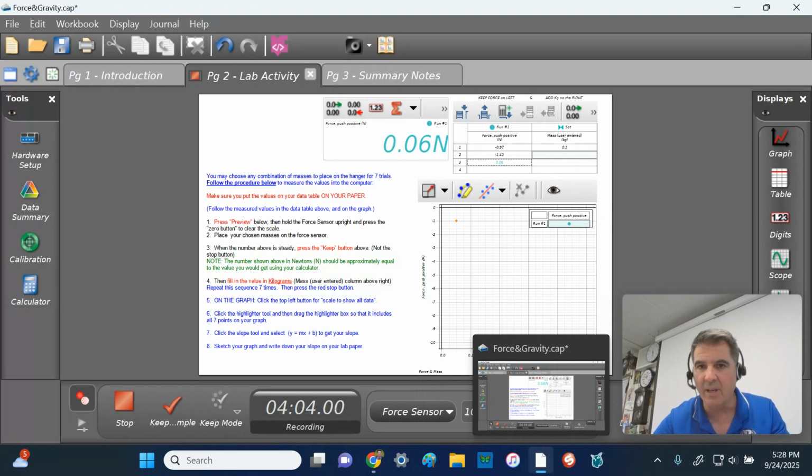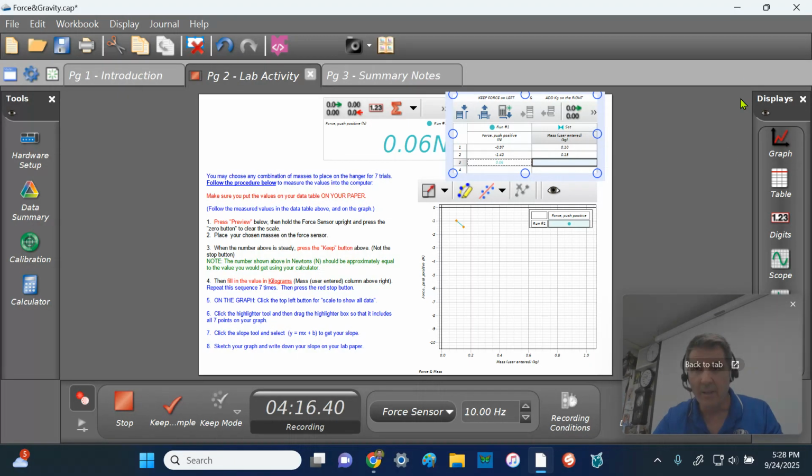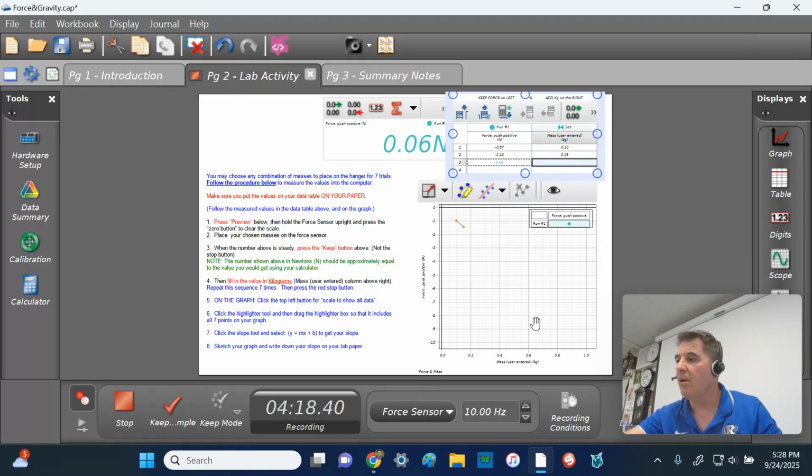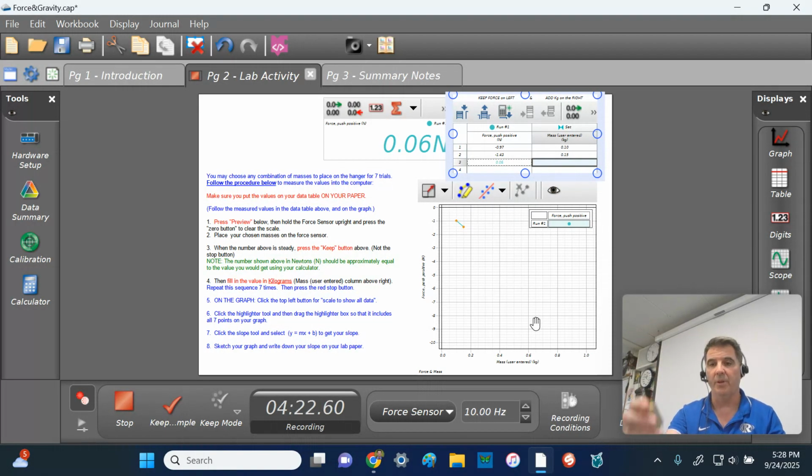0.15. Hopefully it's there. It's not there. I got to click in there. 0.15. Enter, and it gives me a second point, and I'm starting to get a little slope here, right? And I'll do one more real quickly. Let's see what happens. I'll put in just 200 by itself. 150, 200.